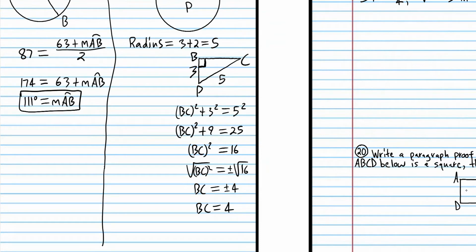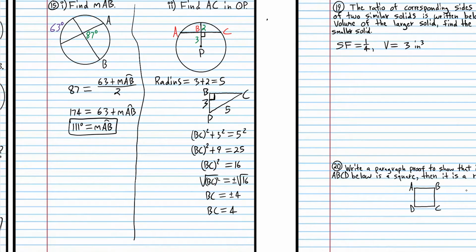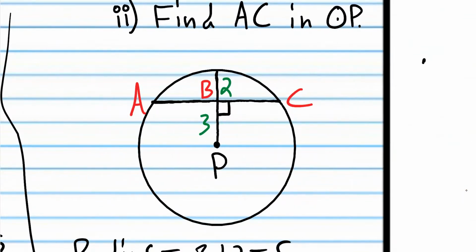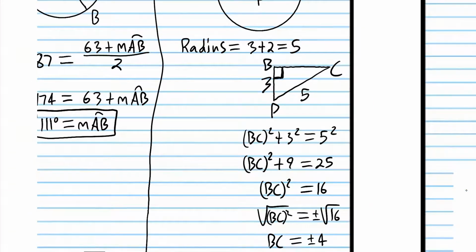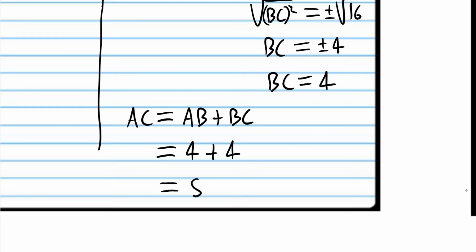Now, a lot of students would stop there and go on to the next problem, but we're not looking for BC. We're looking for AC. Now, because this radius is perpendicular to the chord, that means it bisects the chord. So if BC is 4, that means that AB must be 4 also. So AC is AB plus BC, obviously, and AB is 4, and BC is 4. So AC is 8. If you got that answer, good job.